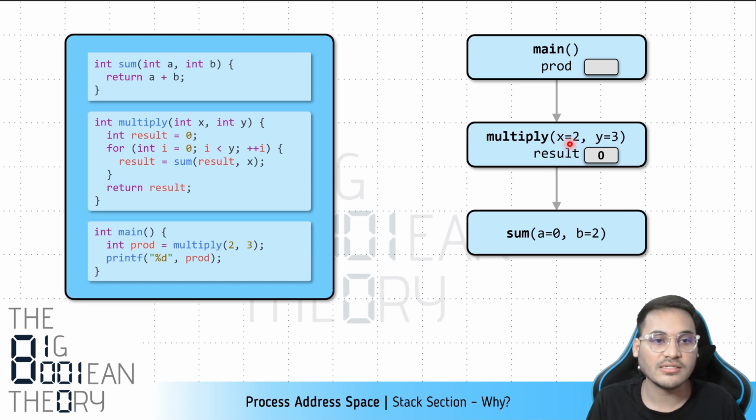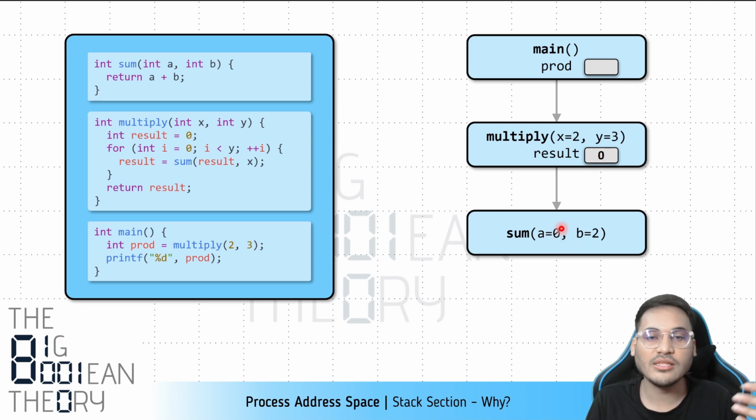So here we have x is equal to 2 and y is equal to 3. So we will call this sum function 3 times. This is the first call to the sum function, and what we are passing is the result variable as well as x. So at this point result is 0.